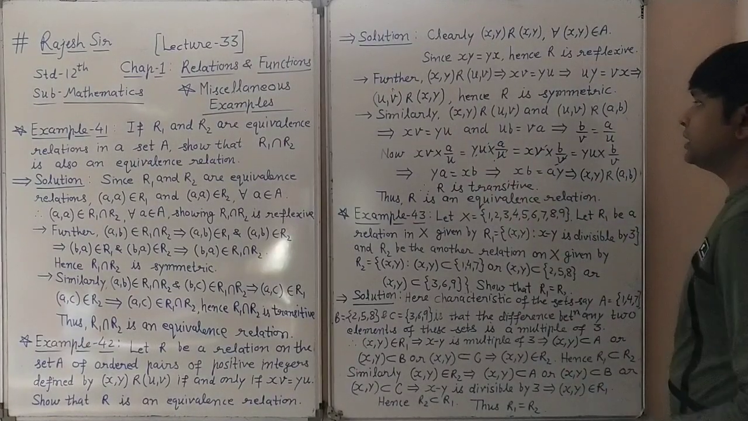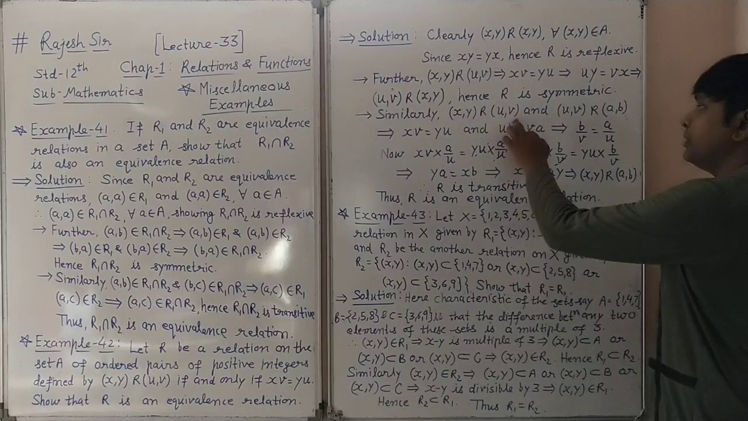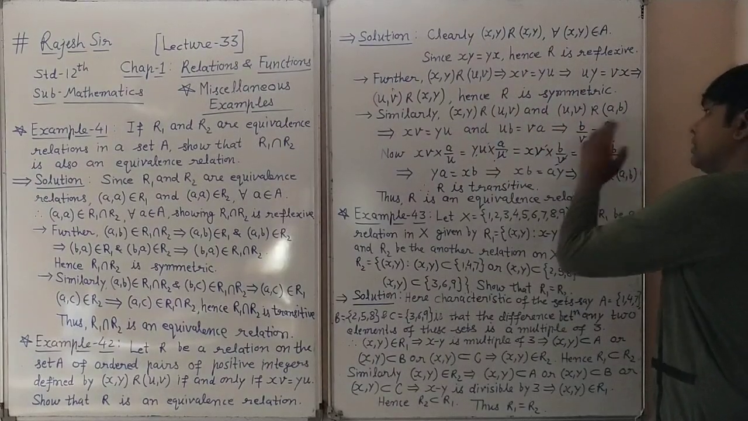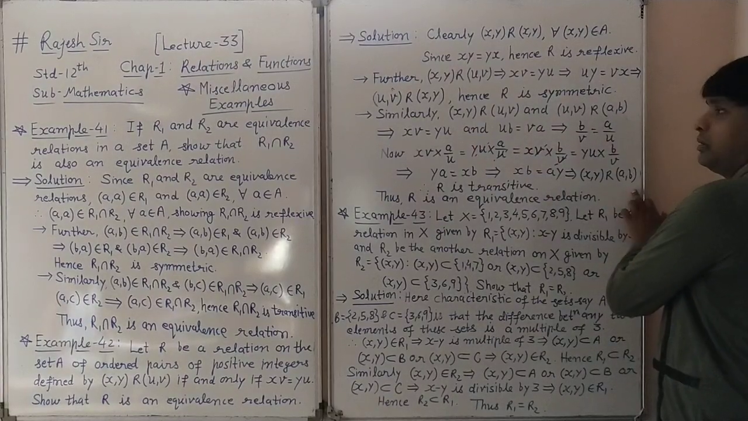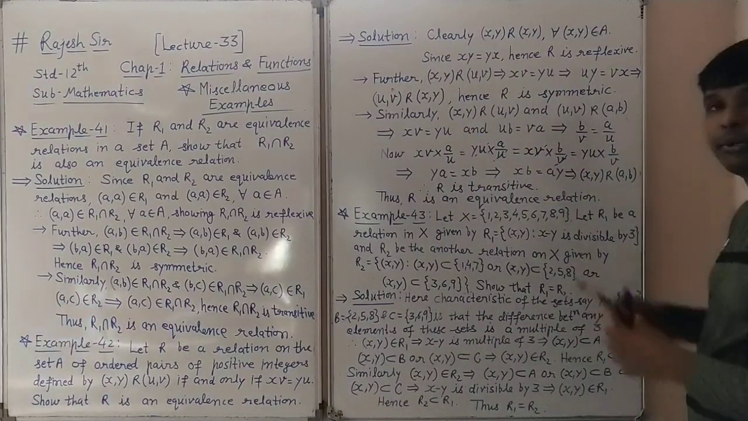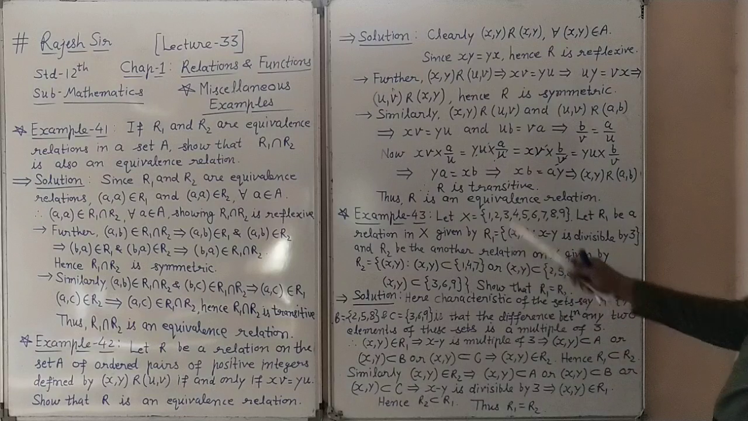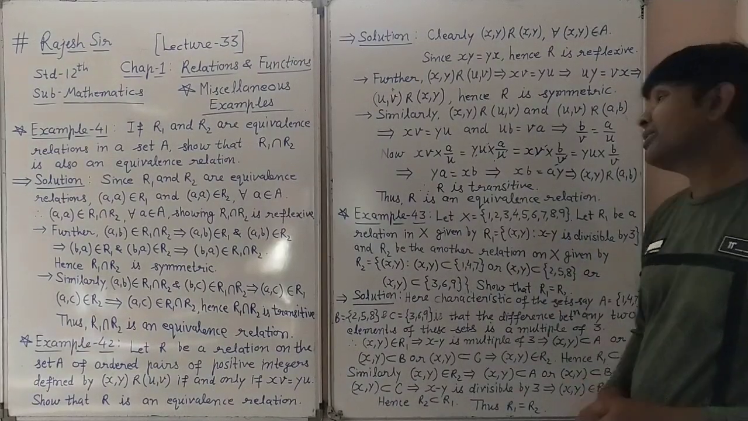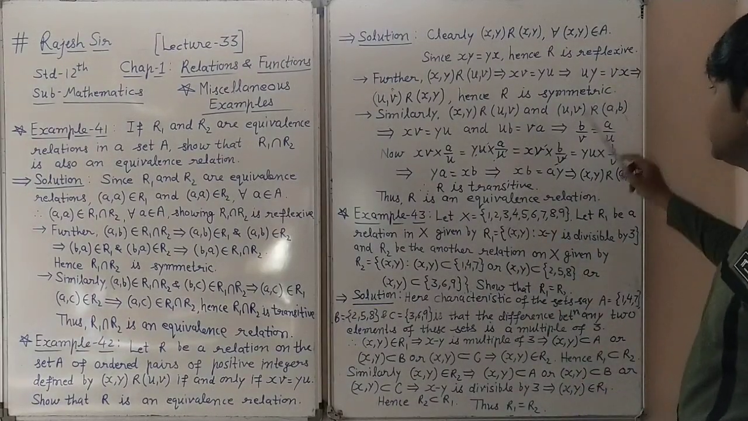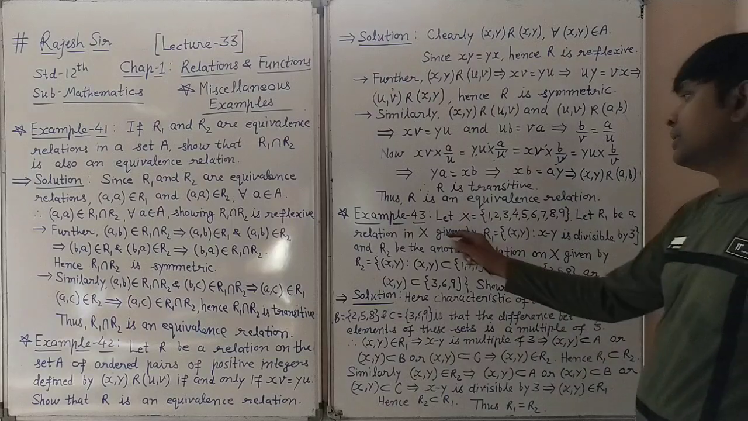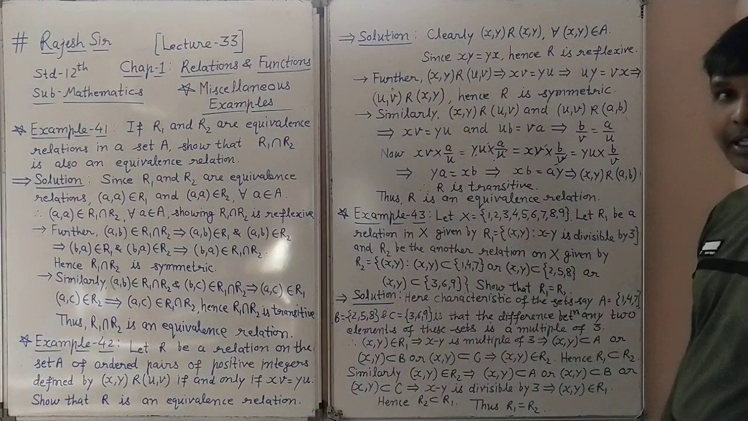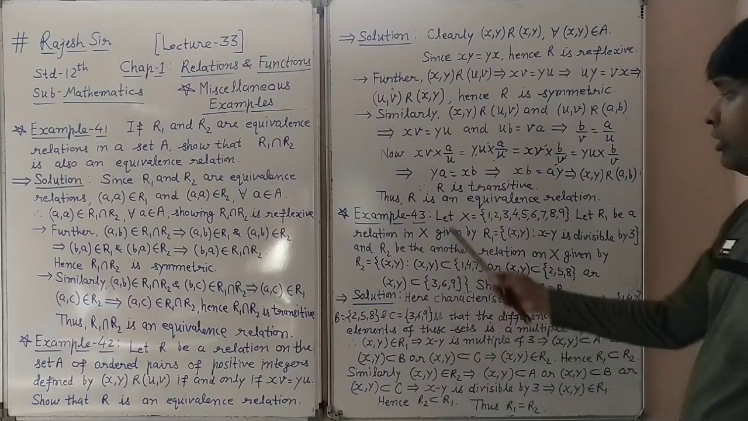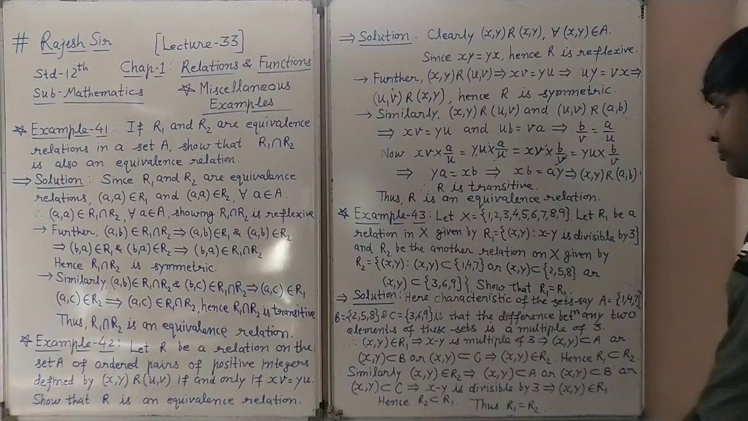So what we started with, (x,y) related to (u,v) and (u,v) related to (a,b), we reach (x,y) is related to (a,b). If this happens, we can say the relation is transitive also. So all the three steps we have shown: reflexive, symmetric and transitive. So we can say thus R is an equivalence relation. Here is example 42. Now next we have example 43.